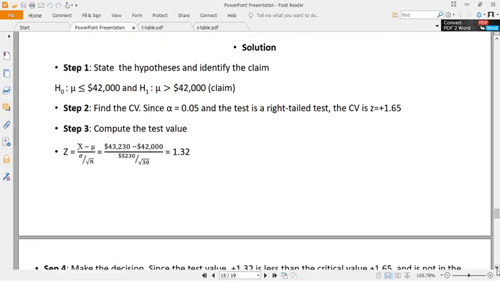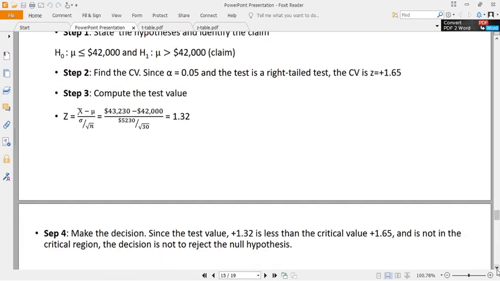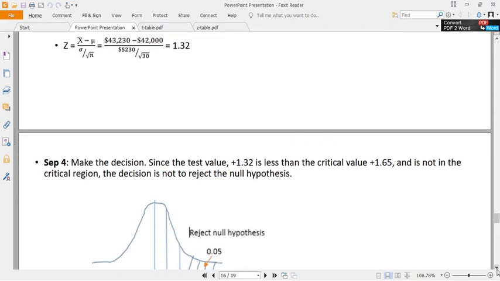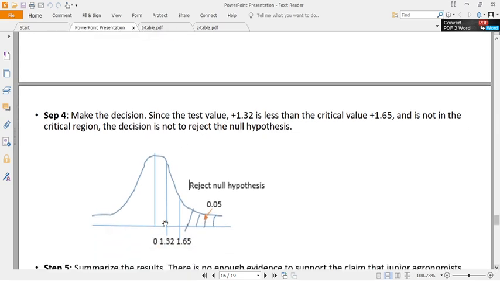So now we make a decision on whether we reject or do not reject the null hypothesis. Since the test value, remember our test value is 1.32, is less than the critical value, which is 1.65, and not in the critical region. So now when we look at the diagram, the critical value marks the critical region. So therefore our critical value was 1.65.